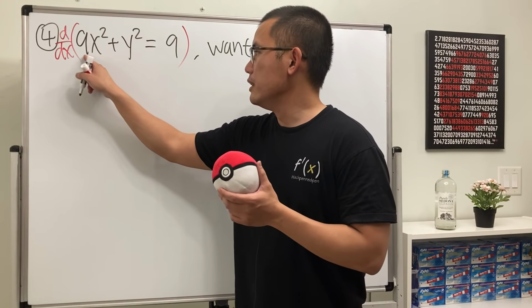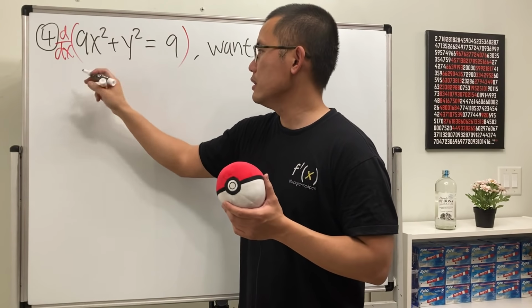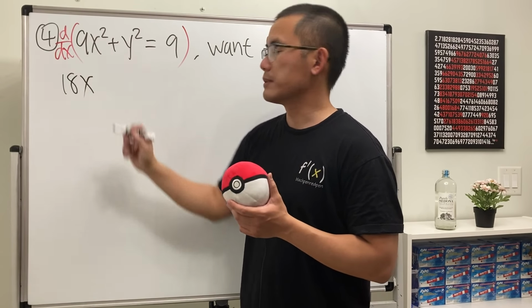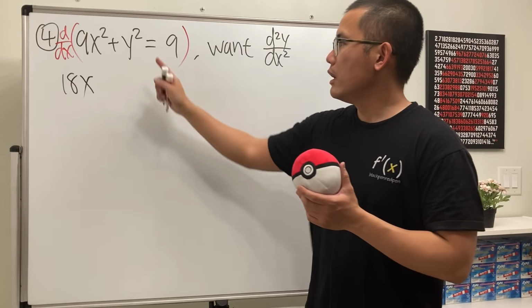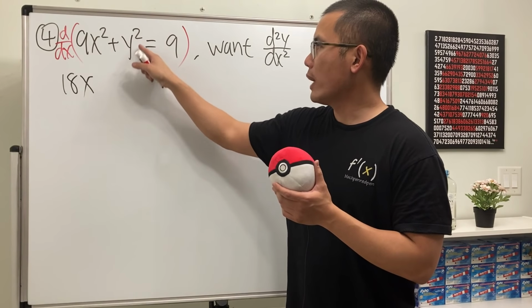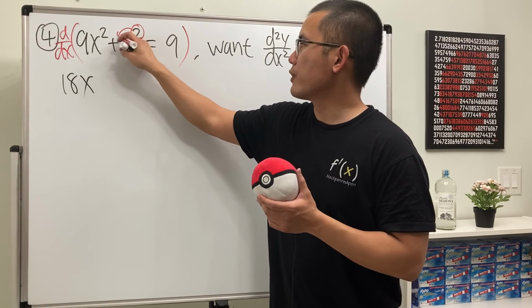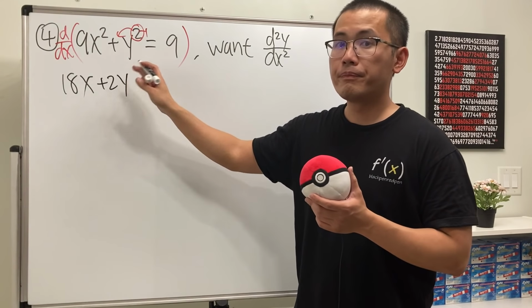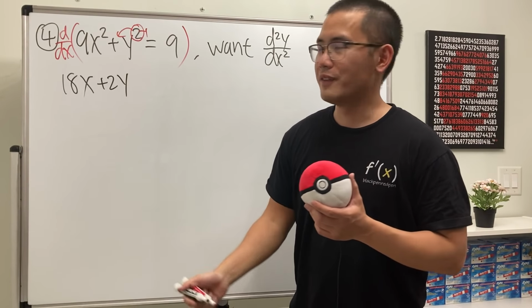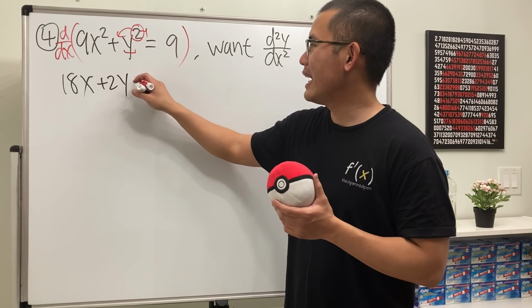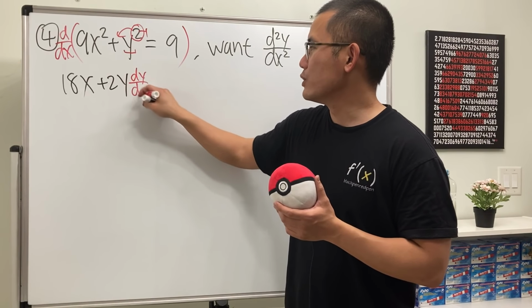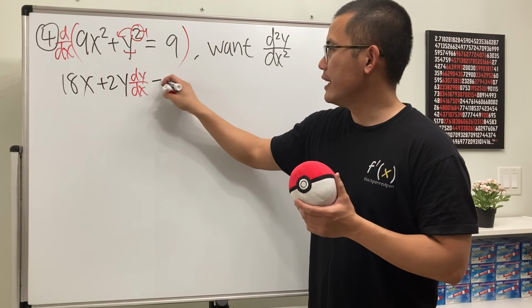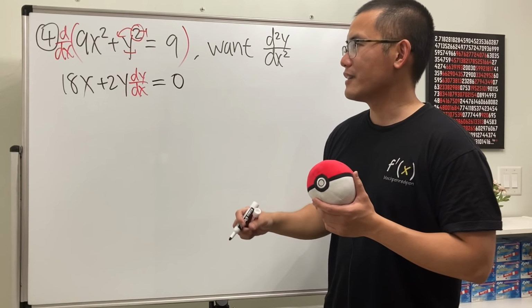Differentiating 9x squared is just going to be the usual derivative, 18x to the first power. For this part, differentiating y squared, we put the power to the front and then minus 1, so we have plus 2y to the first power. But y is a function of x, so multiply by the derivative of that with respect to x, and that's dy dx. And differentiating 9, we get 0, so that's what we have.